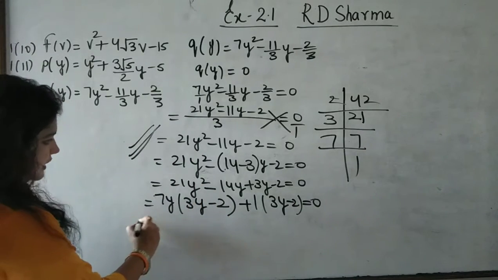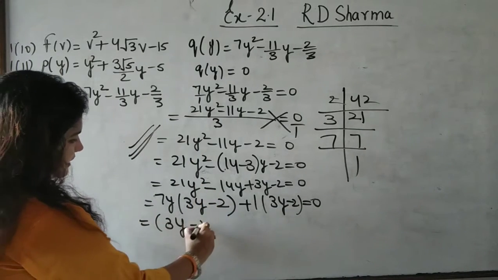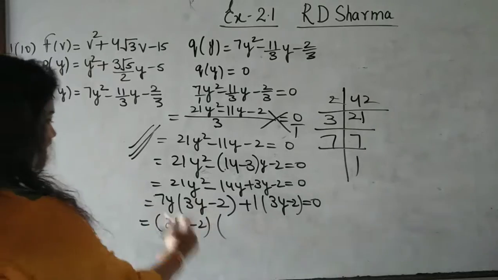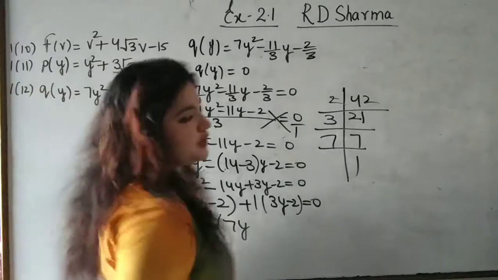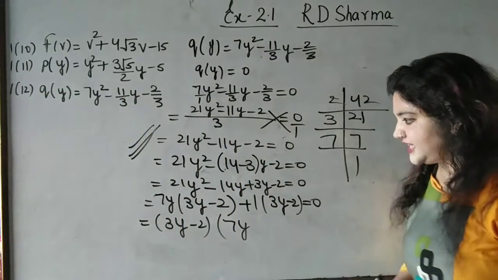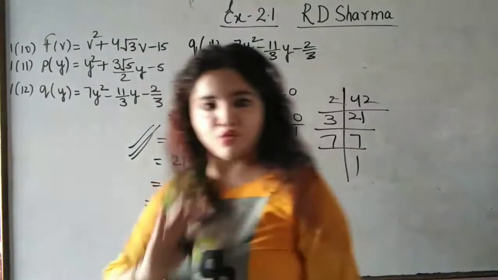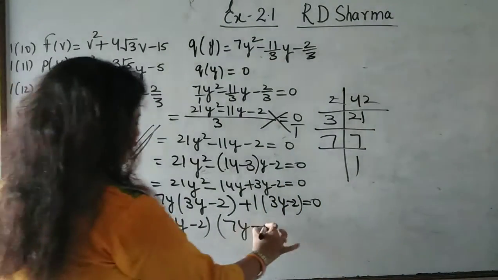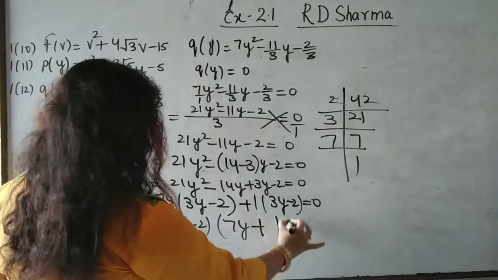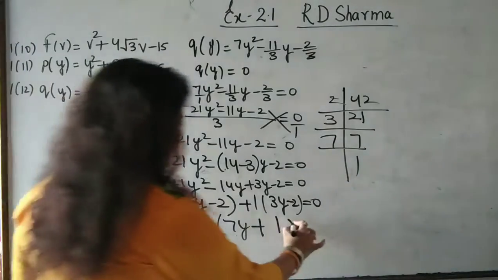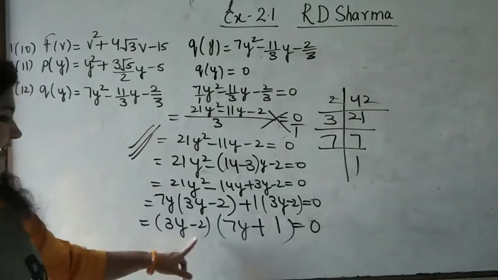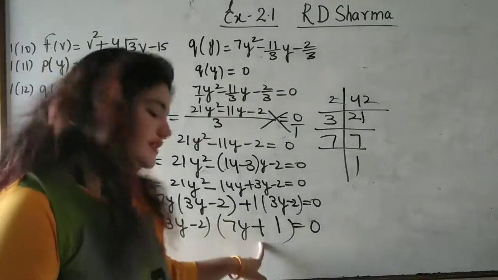And what is common in whole? 3y minus 2 is common in whole. So what is left here? Only 7y is left here. And what is left here? Only 1 is left. So, plus 1, that equals 0. So now either this is equal to 0 or this is equal to 0.